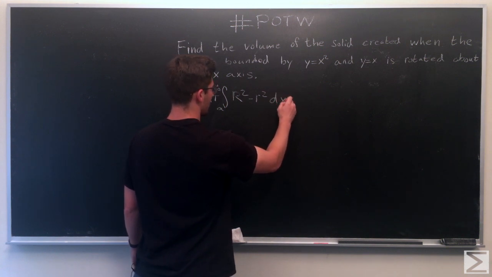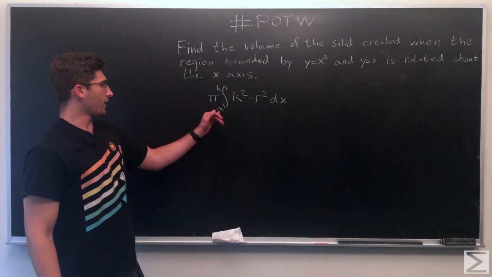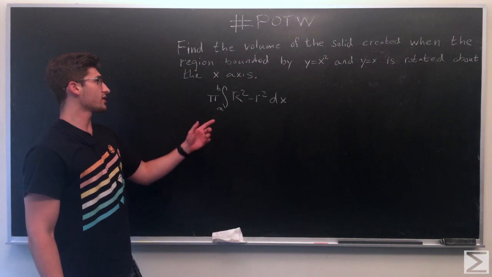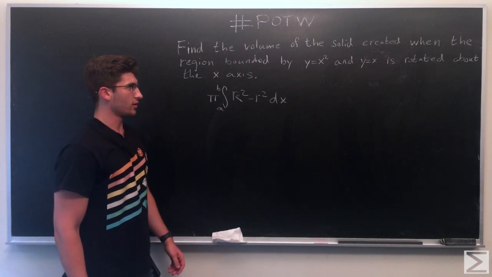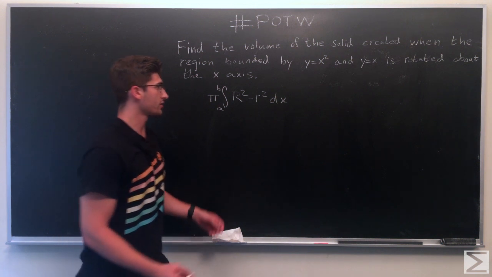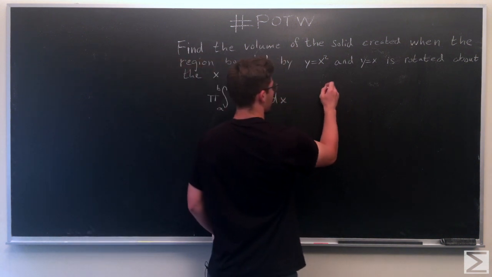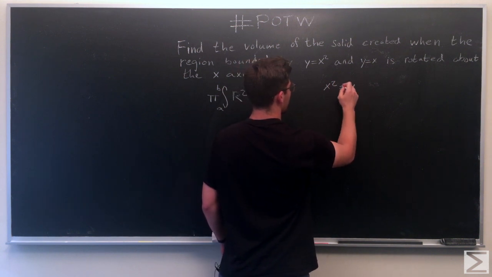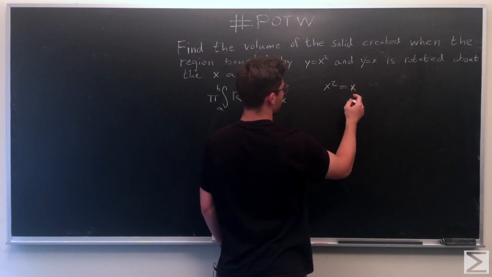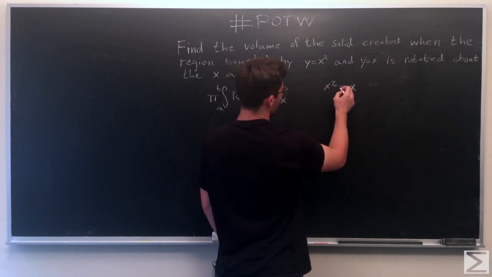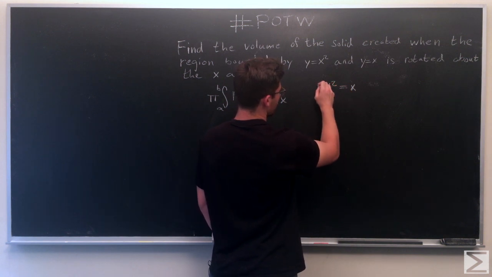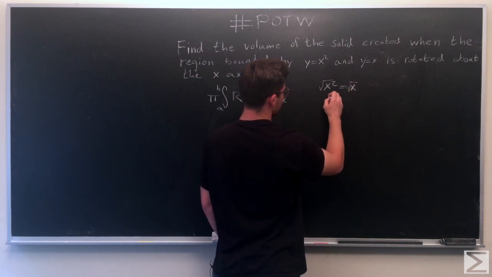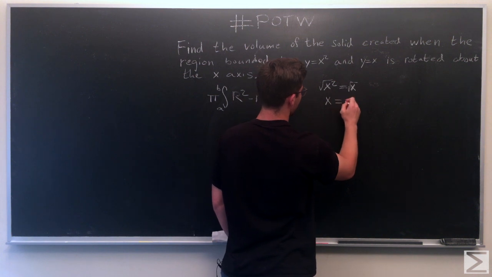dx. So the first thing you want to do is find your region of integration. The best way to do this, at least in this problem, is by finding the points of intersection of your functions. So let's do that. We're going to set x squared equal to x, and you're going to start solving. Square root of x.